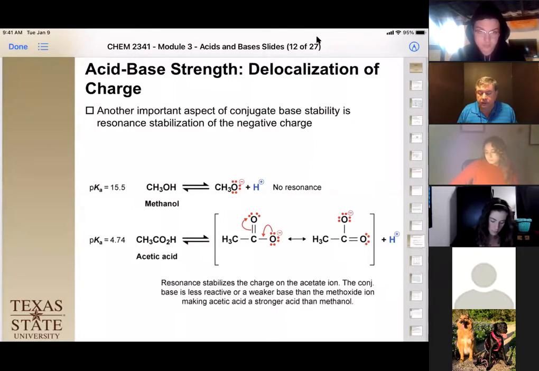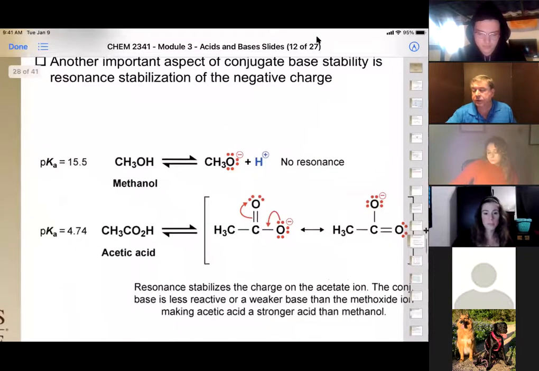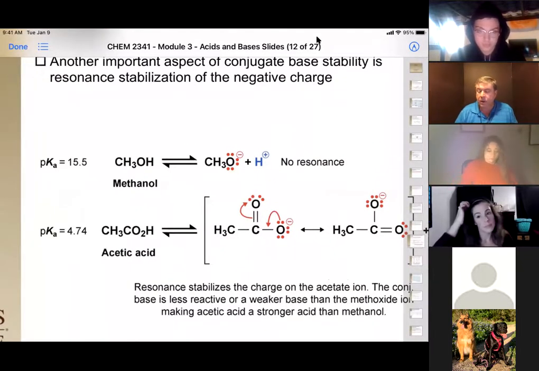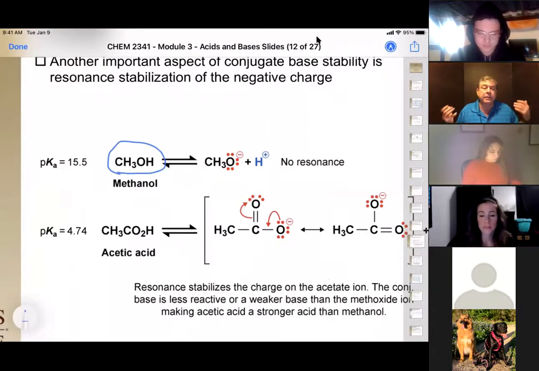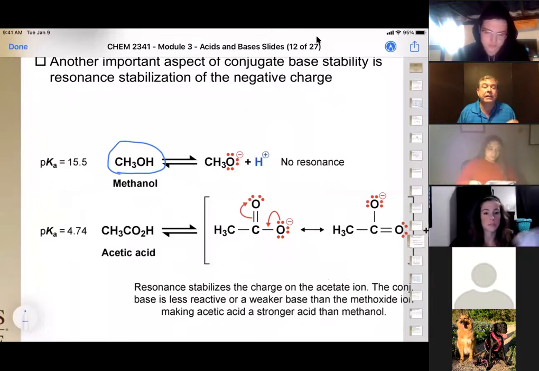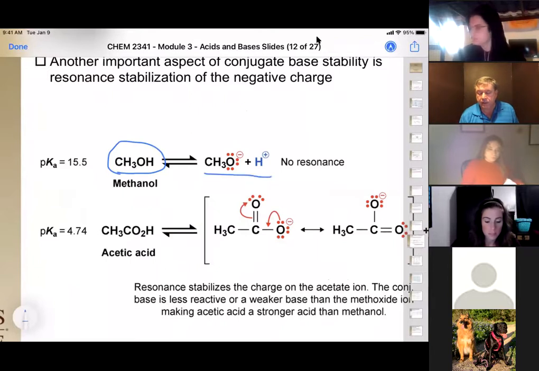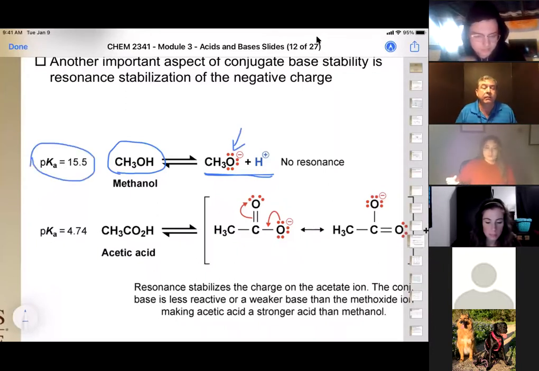Okay, so let's do a direct comparison here. We have two things that are very similar here. We have methanol here, and it doesn't have any way to delocalize the charge, and so the negative charge stays on that oxygen. Okay, and so when we look at this, we have a point charge. We have that just that one oxygen stabilizing charge, and our pKa is right around water at about 15.5.